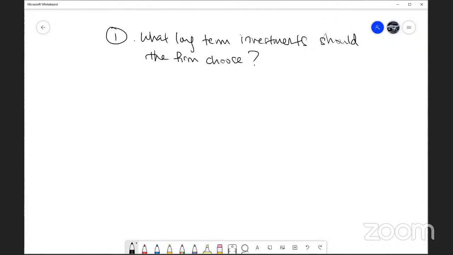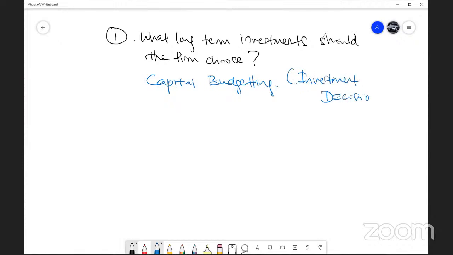When financial managers are being asked this question, what long-term investment should the firm choose? This is basically testing on capital budgeting, or we could also call it investment decision. The reason this question is being asked is to identify the firm's decision on the business progress. So when the question asks you like this, they are basically talking about capital budgeting, also known as investment decision.